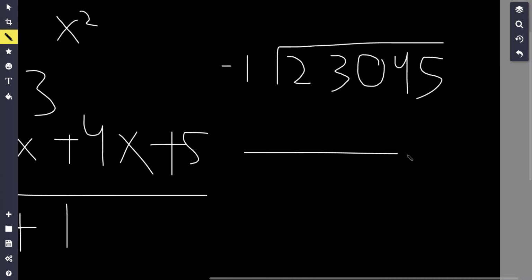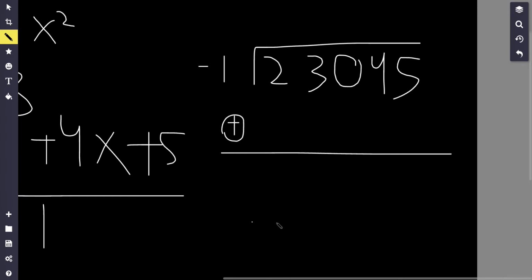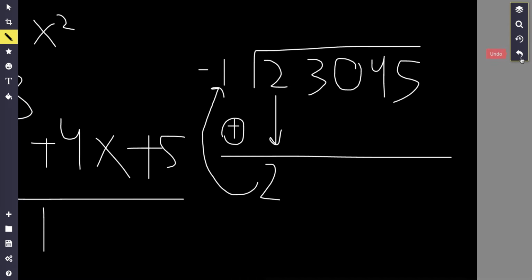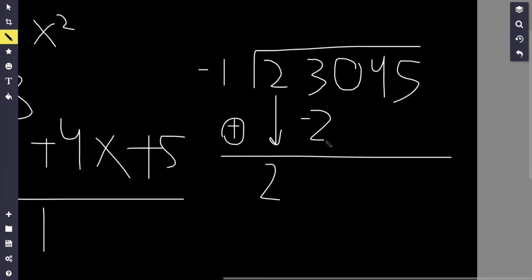Now I'm going to divide. So I'm going to place this addition sign on the bottom, and let's go. I always bring down my first term. Now I'm going to multiply it by the -1. 2 times -1 is going to be -2. I'm going to add these two numbers together. 3 plus -2 gives me 1. Multiply this by -1. I get 1 times -1, which is just -1.